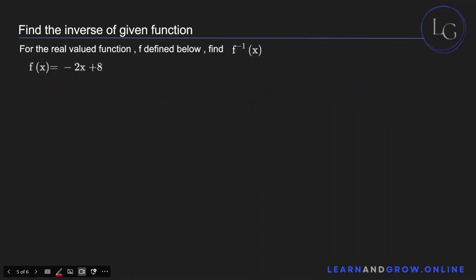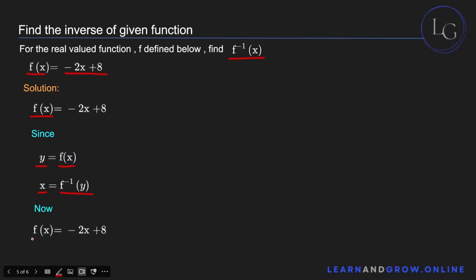Now, let's have a question. Let's say that we have to find the inverse of a given function. We need to find f inverse of x when f of x is equal to minus 2x plus 8, right? Now, we know that y is equal to f of x, right? This f of x is equal to y. So x is equal to f inverse y, right? As we discussed earlier. Now, f of x is equal to minus 2x plus 8, which means that y is equal to minus 2x plus 8, right?